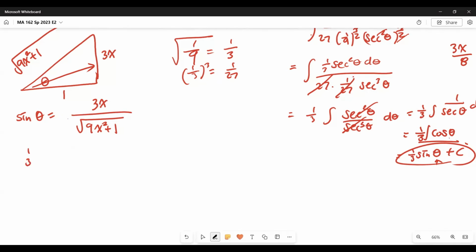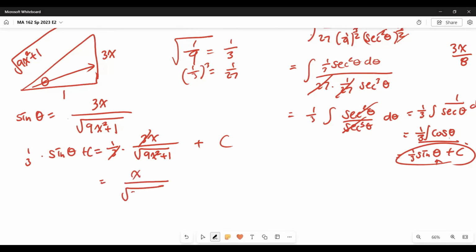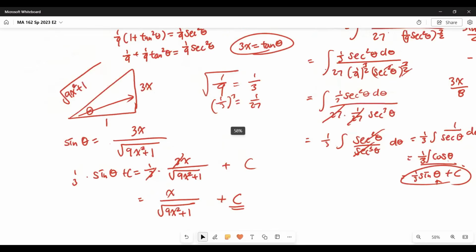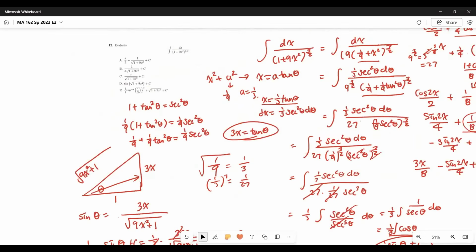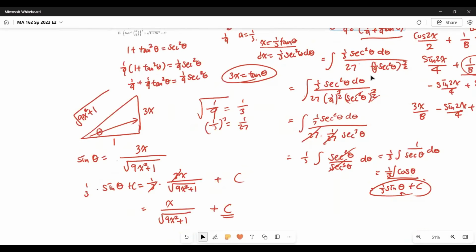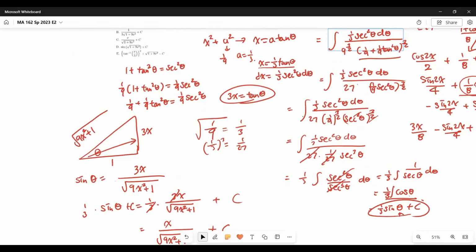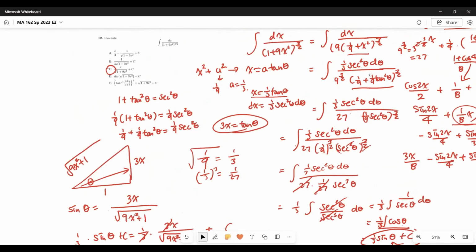So 1 over 3 times sine theta, which is 1 over 3 times 3x over the square root of 9x squared plus 1. The 3 cancels out, and then plus c. Oh, sorry, I should have put plus c too. Yep. So this becomes x over the square root of 9x squared plus 1 plus c. Yeah, plus c is the most important part, as far as I think. You might not agree, but that's okay. So the answer for this question is x over the square root of 9x squared plus 1 plus c. Okay, so this answer is c.